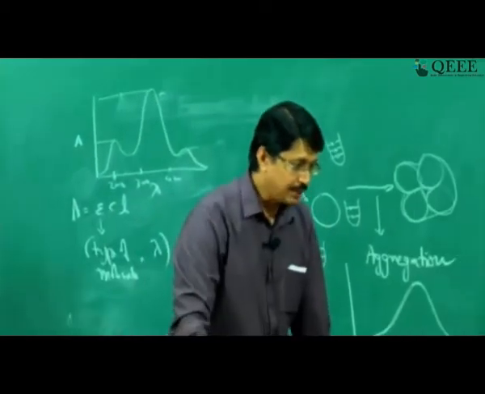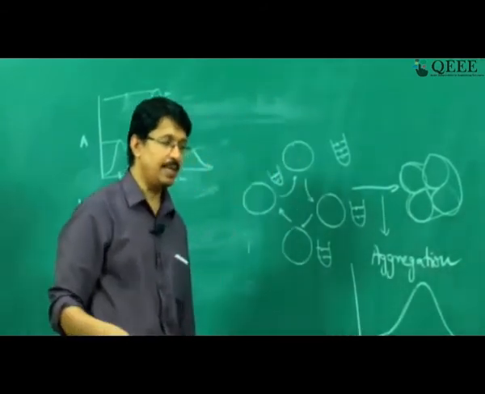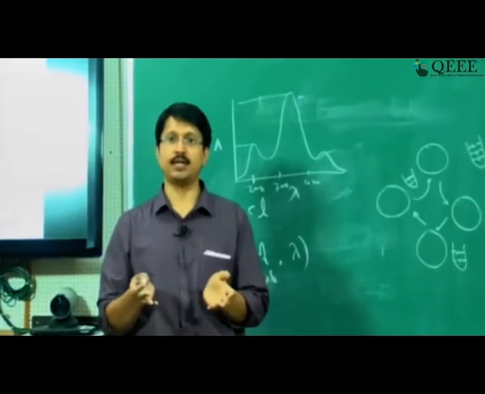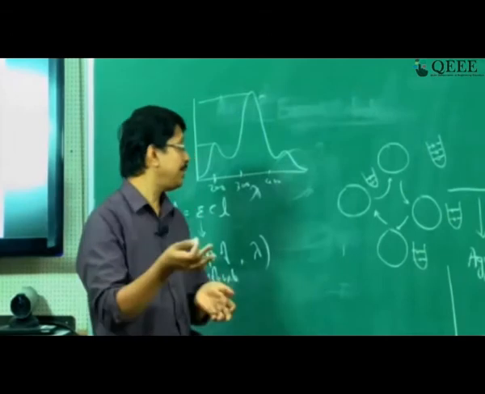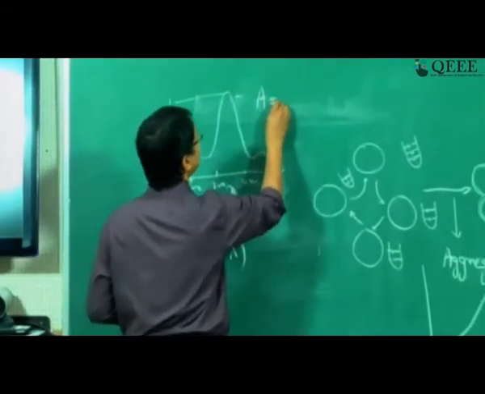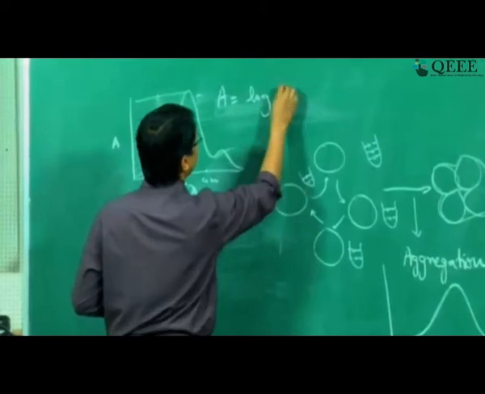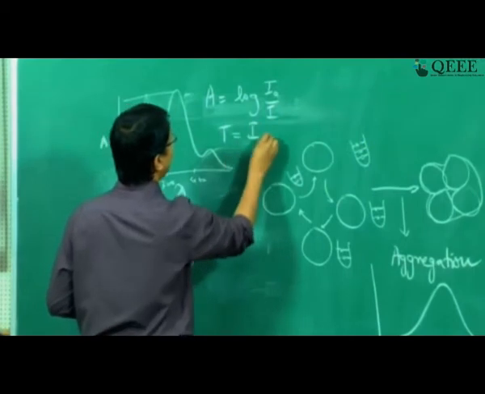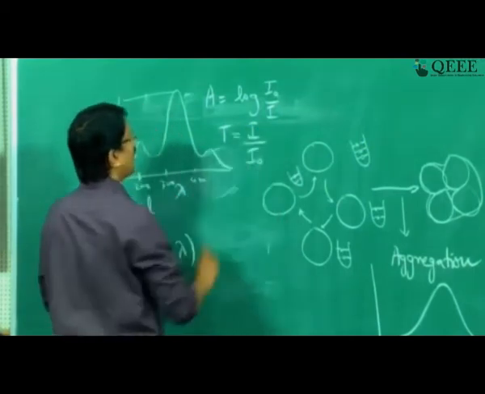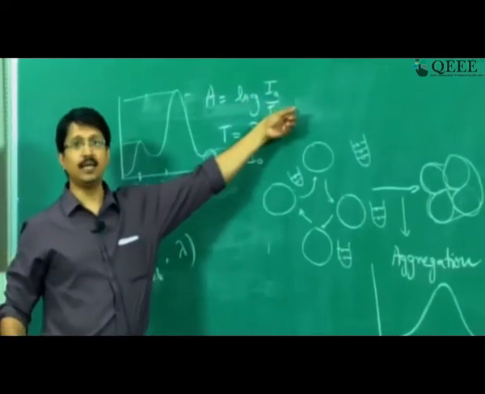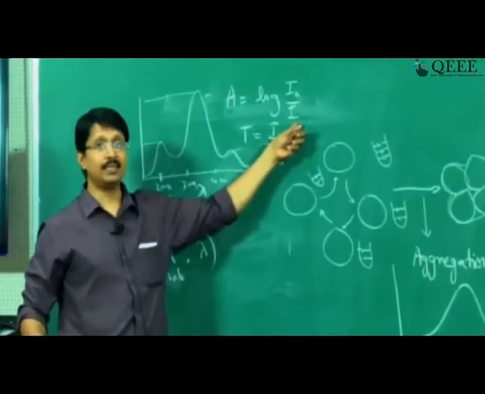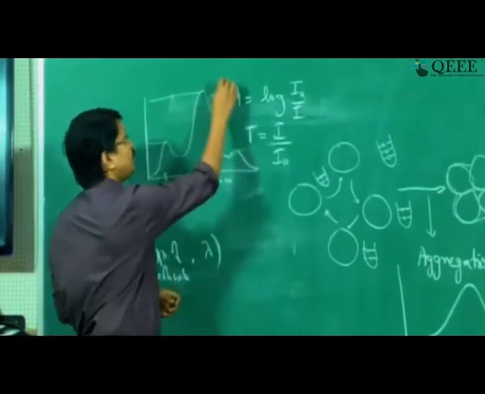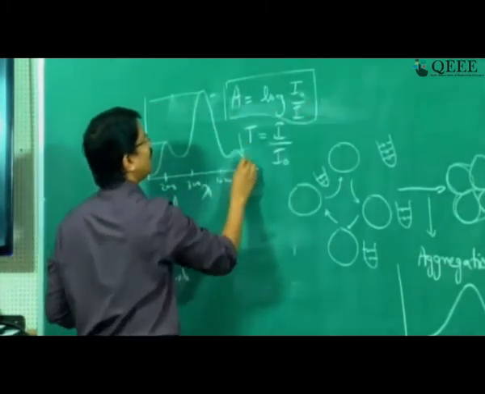There was another question: why does transmittance have a log value and absorbance doesn't? We found a relation between absorbance and transmittance yesterday. In fact, the definition says only absorbance has a log value. Absorbance is defined as log I0 by I, and transmittance is defined as I by I0. All you have to do is substitute T here; this is basically 1 by T. So we get a relation between A and T. In actual sense, A is a logarithmic function, but T is not.